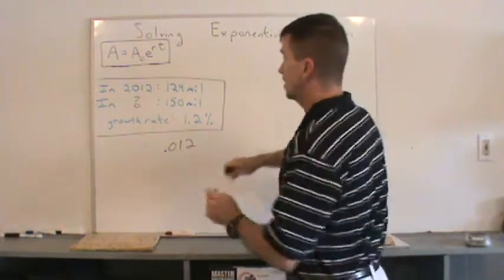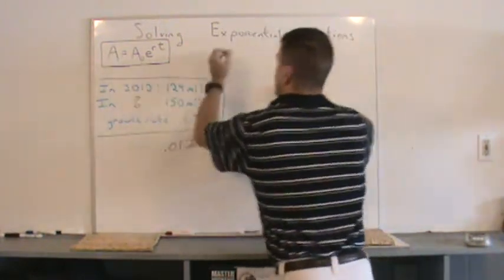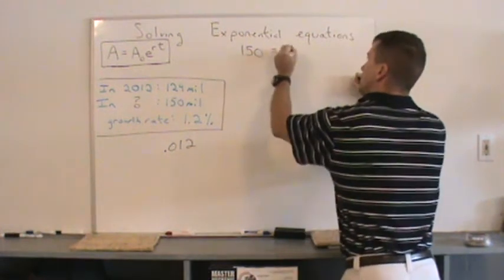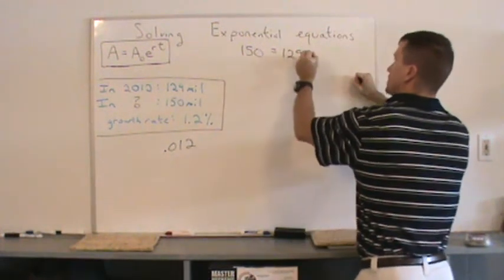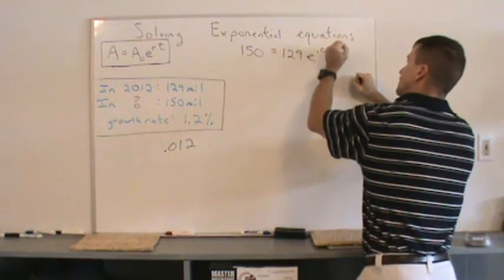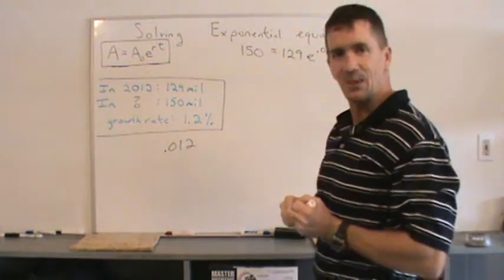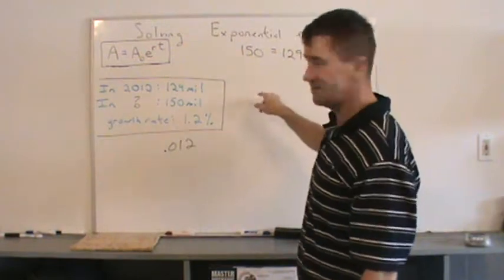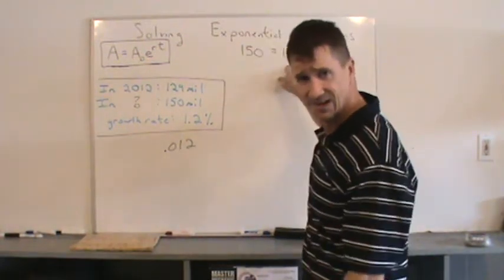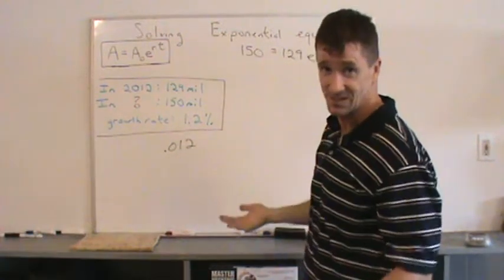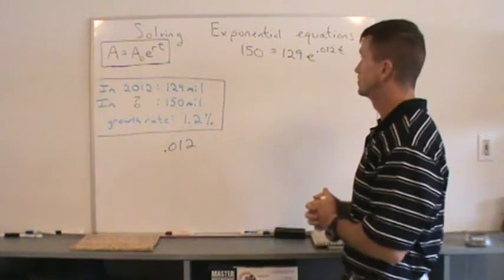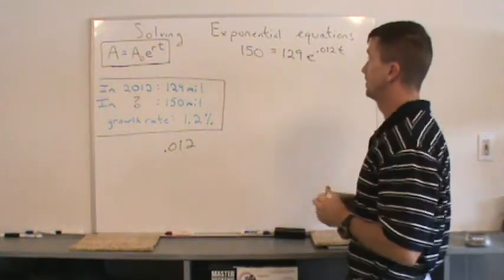So let's start plugging the numbers in. 150, final amount, equals 129, beginning amount, times e to the 0.012t. Now I didn't write down the millions. I could have, but if I have 150 million on this side, 129 million on this side, I can divide a million on both sides of the equation. And these numbers are a lot easier to work with. So that's why I'm just going to use 150 and 129.